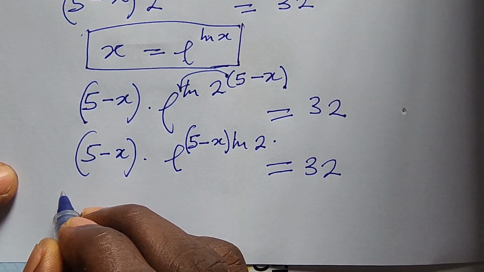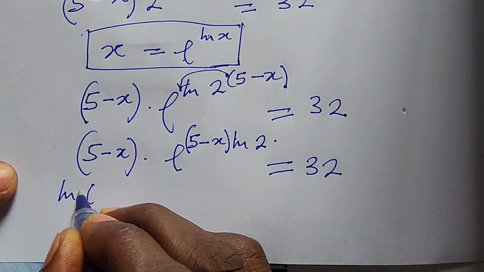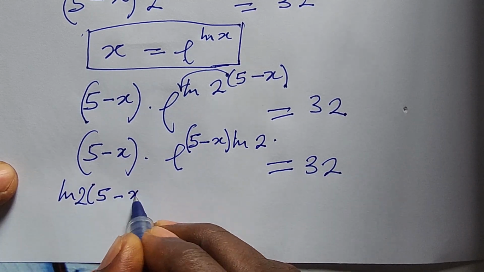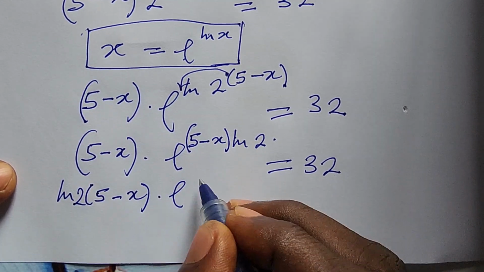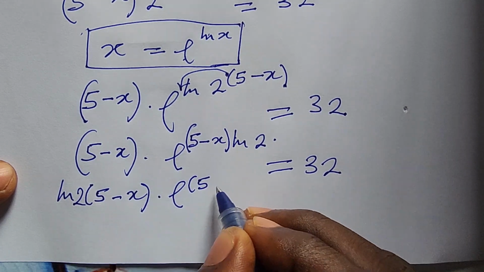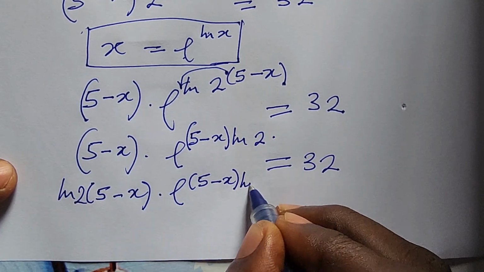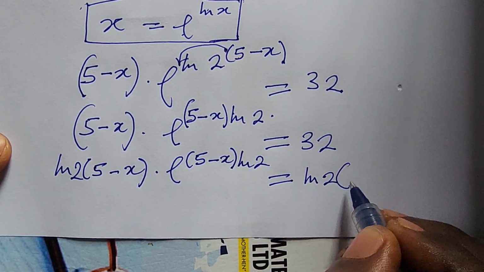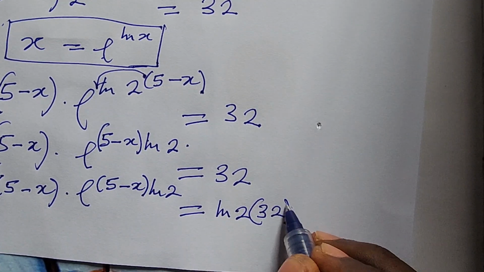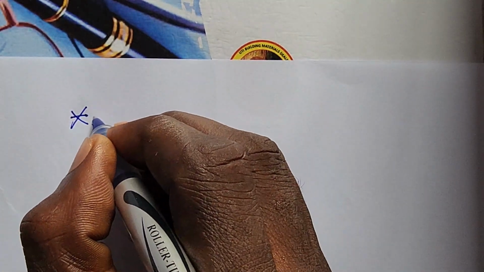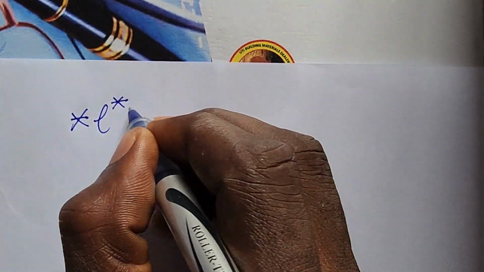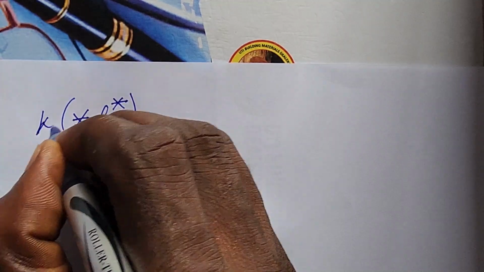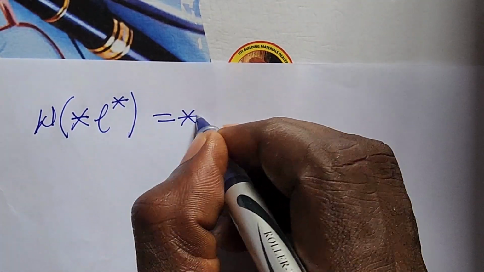So this now gives us here ln of 2 times (5 - x) times e to the power of (5 - x) ln of 2 equal to, we must multiply this side by ln of 2 also, into 32. All right. Now, according to our product log, it says that if you have a function, like for instance, a star, times e to the power of a star, and you take the product log or the Lambert W function, this will give us a star.